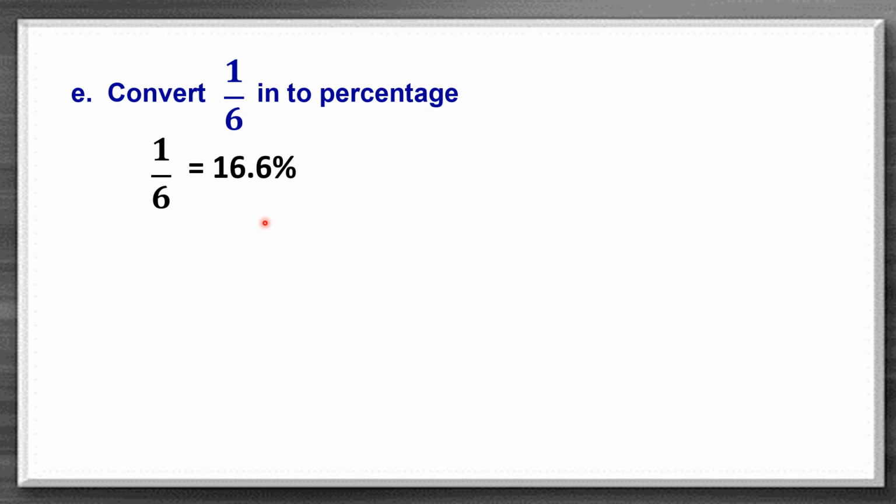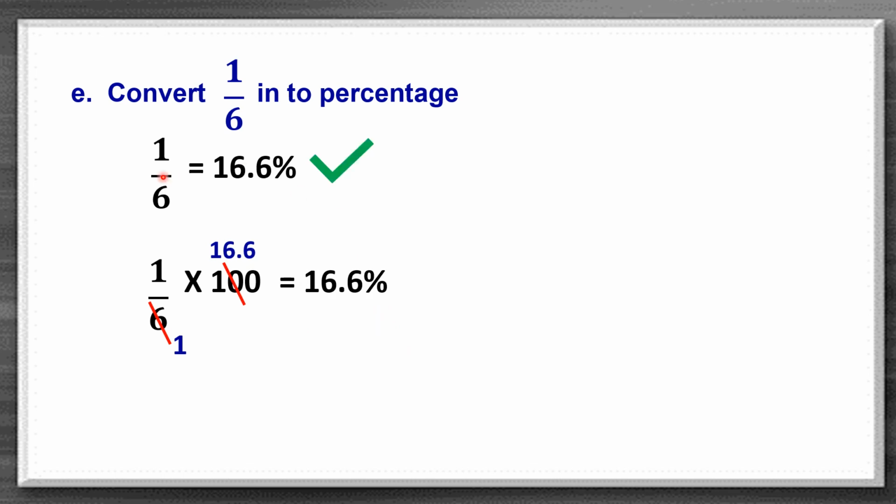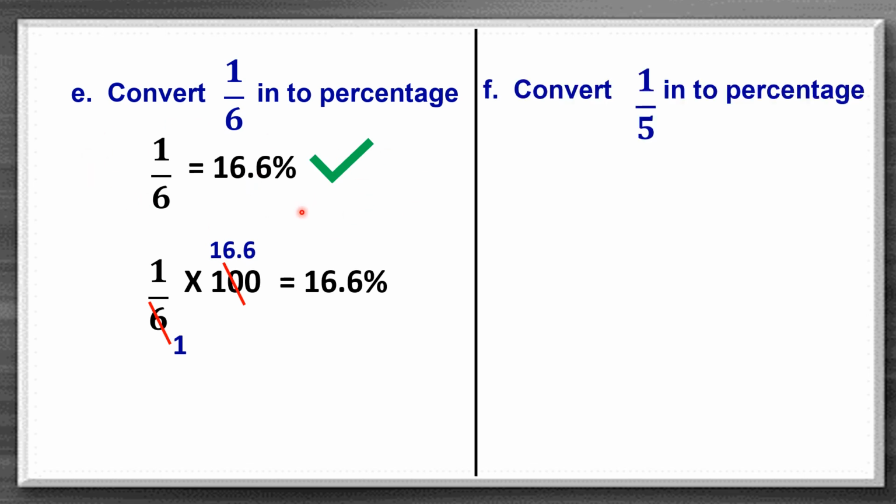If not, how do we do it? 1 by 6 into 100, converting to the percentage. So when we reduce it to the lowest term, 6 ones are 6, and here we'll be getting 16.6 itself as the same answer. You can check in the calculator also, you'll get the same answer. So it's better to remember 1 by 6 means 16.6.